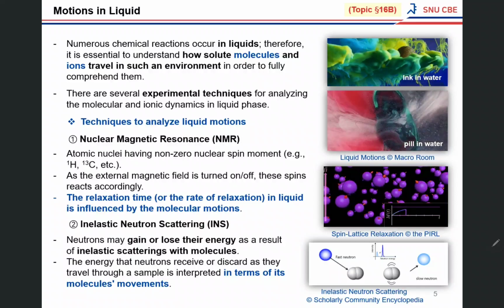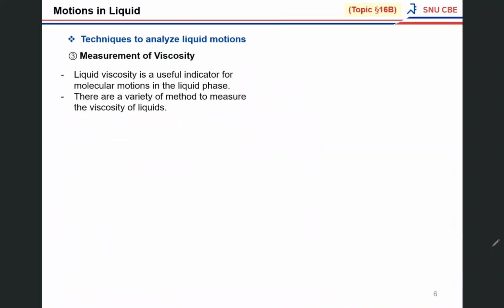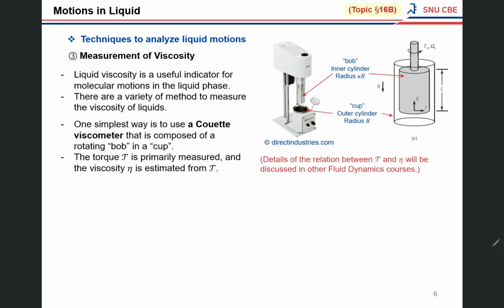And the third one is the direct measurement of the viscosity. So we actually went through one example where we can correlate the torque and the viscosity of the fluid, as we discussed in the previous lecture.